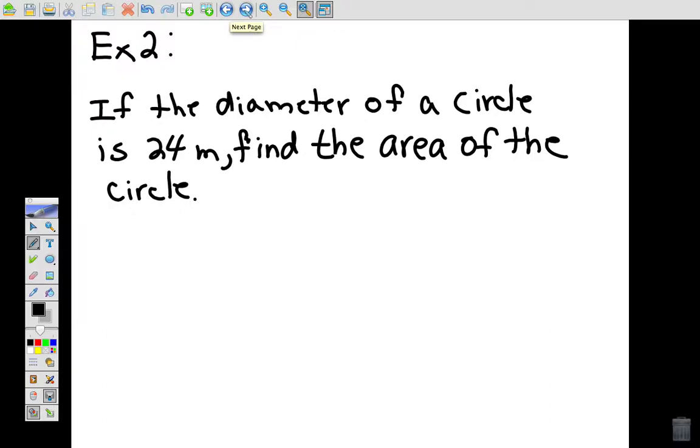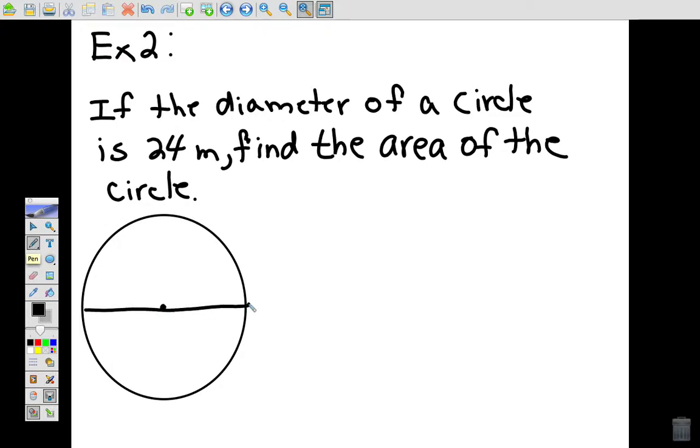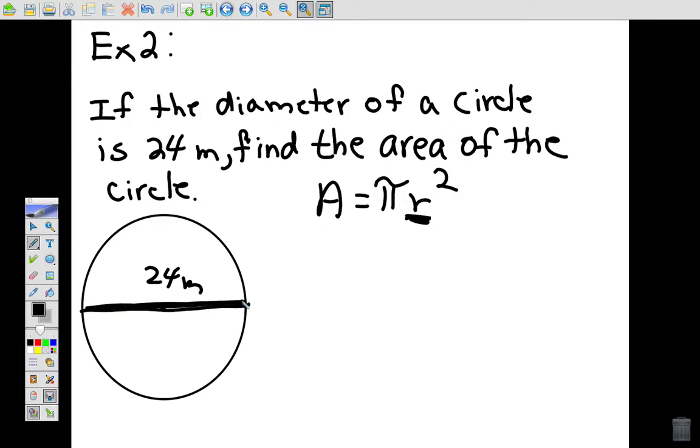All right, let's take a look at example 2. Now, this one's a little different. This time in the circle, you're given the diameter. So in other words, all the way across is 24 meters. Now, the formula for the area of a circle, though, is pi times the radius squared. I need the radius of that circle. So what's the radius of a circle if the diameter is 24? Well, halfway across would be what? 12, right? So the radius is 12.